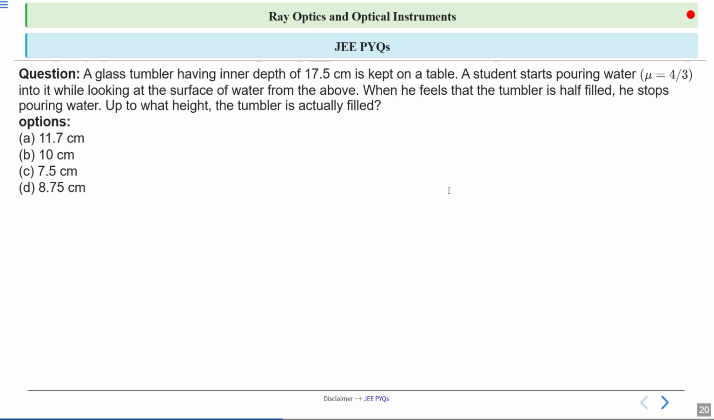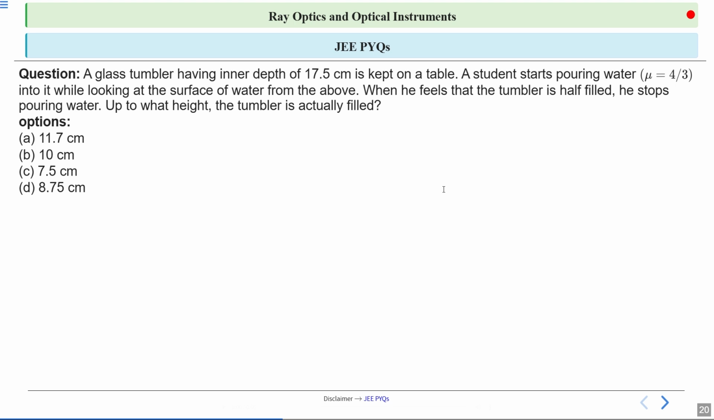Now the problem involves understanding how light behaves when passing through different mediums, specifically water and glass. The question asks about the perceived depth of water in a glass tumbler when viewed from above. It tests the concept of refraction, which is the bending of light as it passes from one medium to another. The inner depth of the glass tumbler is given as 17.5 centimeters. A student is pouring water into it.